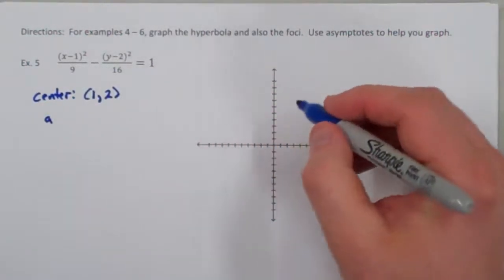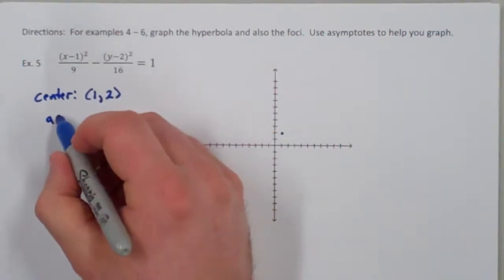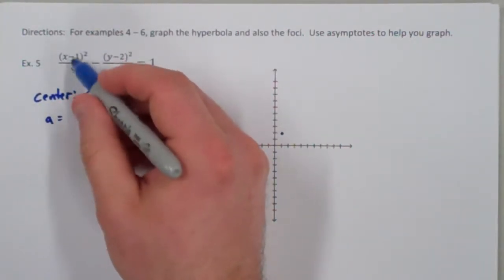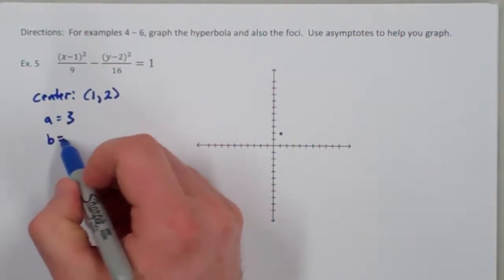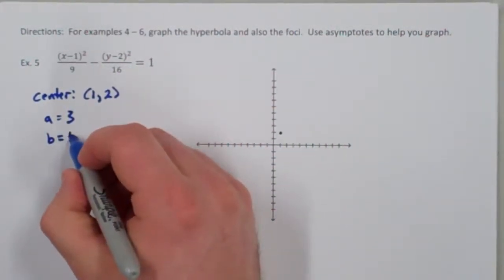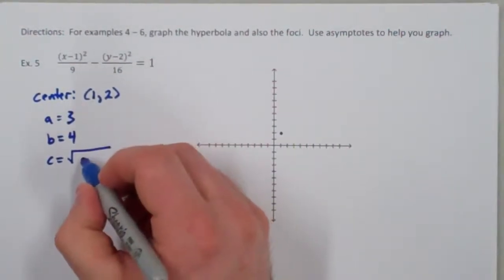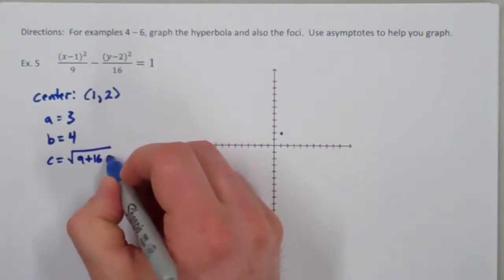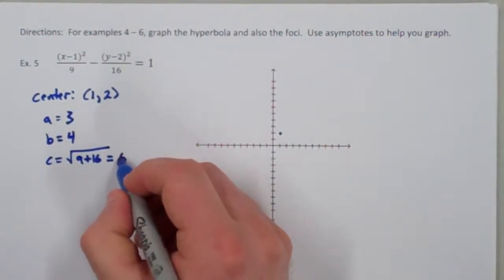Next, we need to find a, b, and c, or you can also plot. I guess let's plot 1, 2. That's the center. So a will be the square root of whatever's underneath the first term. That's the square root of 9, or 3. And then b is just the square root, in this case, of 16, or 4. To find c, we've got the square root of 9 plus 16. Add a squared and b squared, and that's just going to be 5.